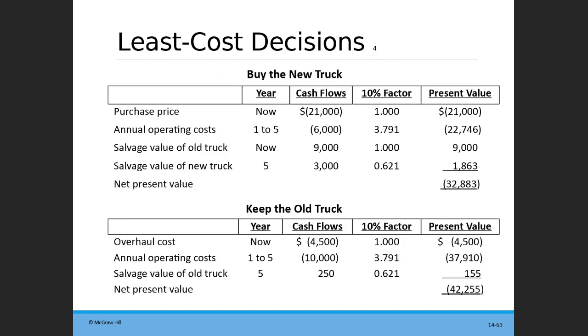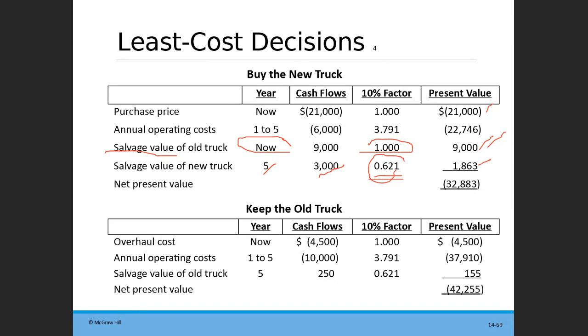So let's compare these two. All right, new truck cash flows. The purchase price is just $21,000. Operating costs, $6,000. I will get the salvage value of the old truck, because if I buy the new truck, I'm selling the old truck, and that's in the present, so there's no discounting. So $9,000 cash coming in, and 5 years from now, I get $3,000 cash flow in for the old truck. 5 years at 10%, look that up on the table, you'll come up with 0.621, so $1,863.